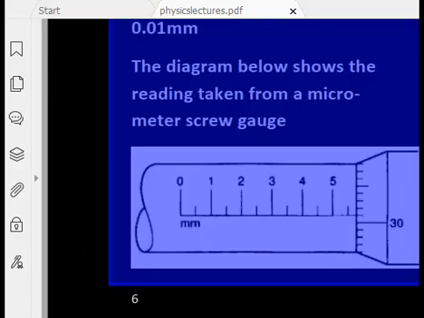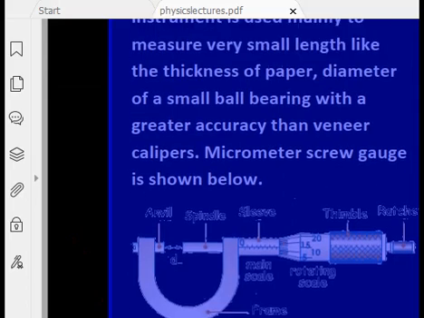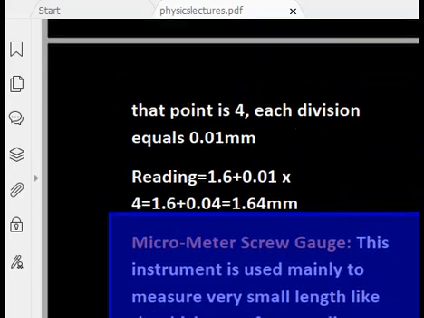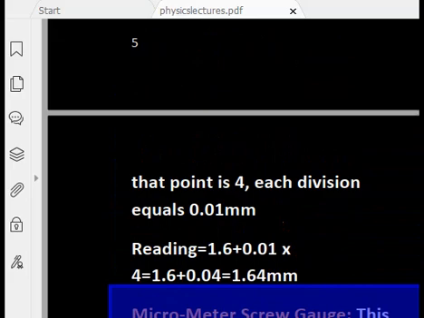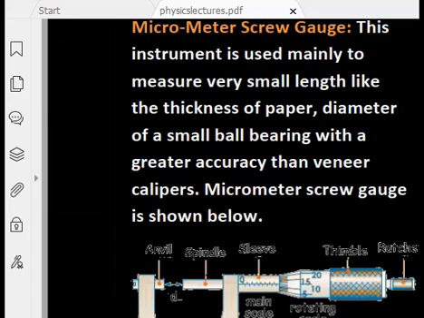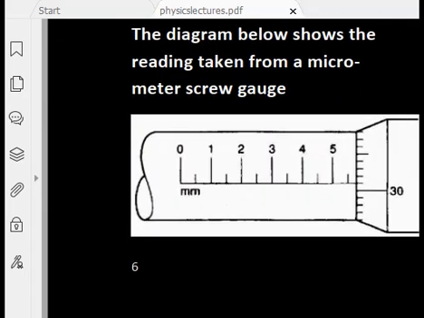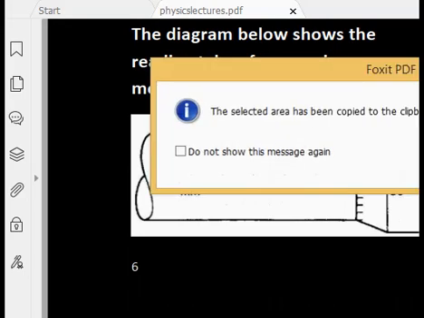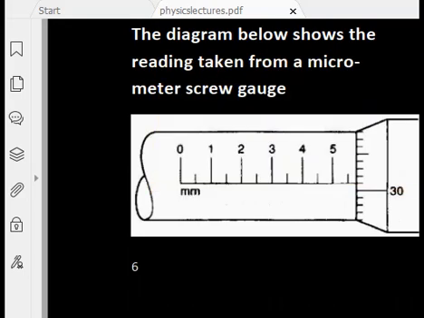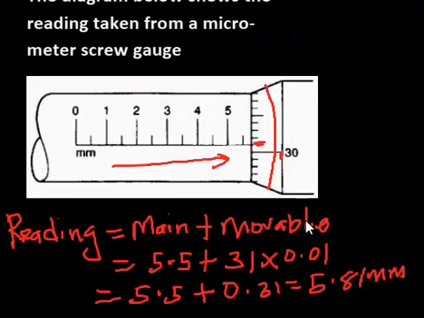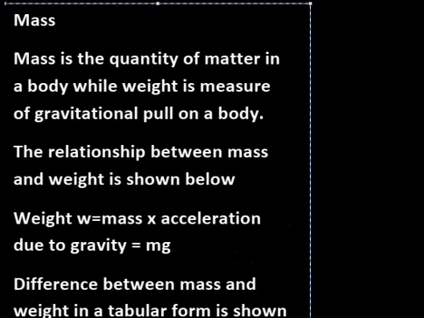Let's see what we have. Okay, so what's the next thing we're actually coming to? We'll talk about the measurement of mass, right? Measurement of mass. All right, let me take it up to the screen.